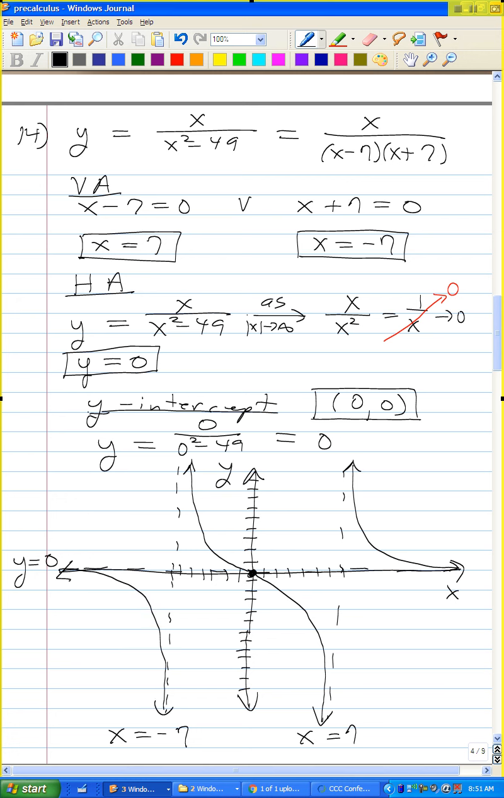So if you notice, this looks the same as that, you just sort of flipped it over, and this looks the same as that. Hopefully, you just flipped it over. So there's some symmetry here. Okay? And that's what the graph looks like. Any questions about that?